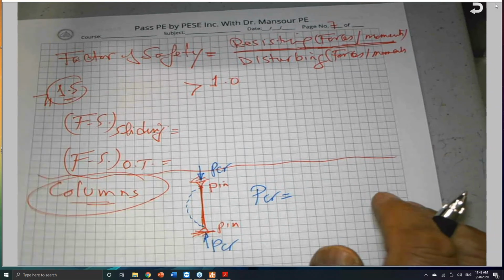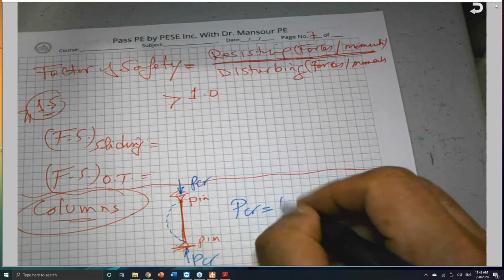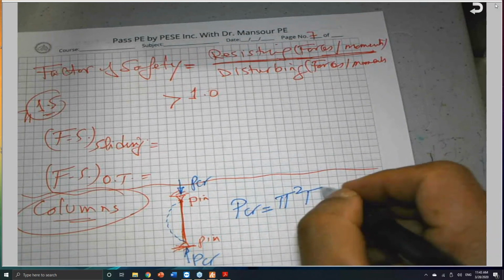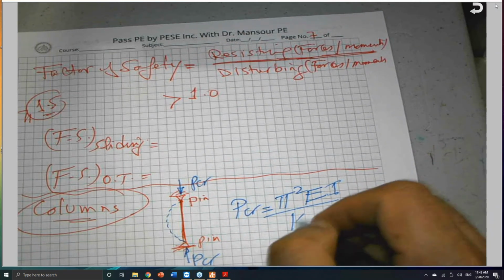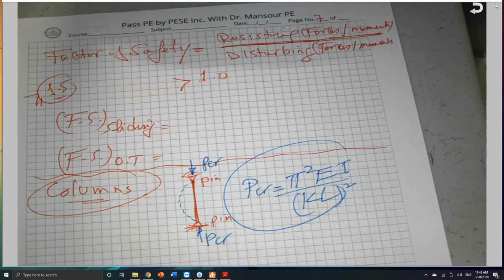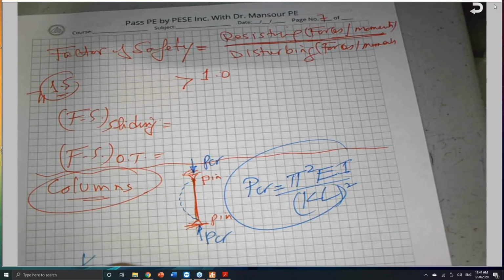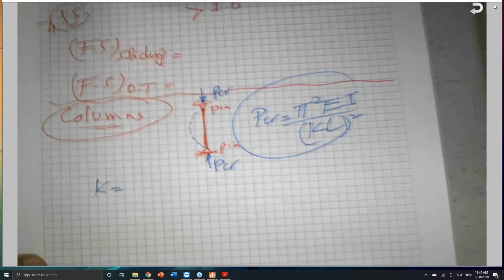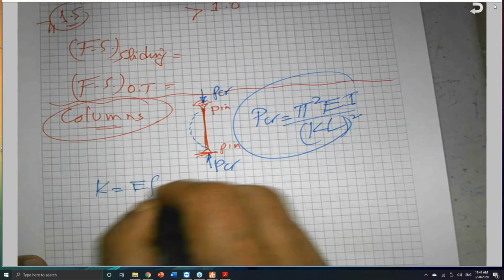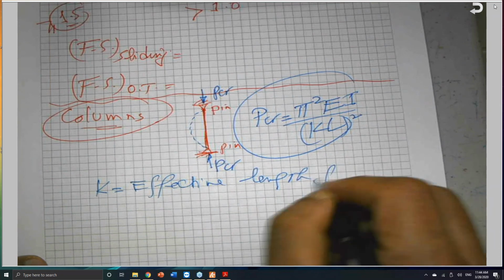You'll find in my book and other books there are two equations. P critical is equal to pi squared EI divided by (KL) squared. This is the general equation for buckling, where K is called the effective length factor.